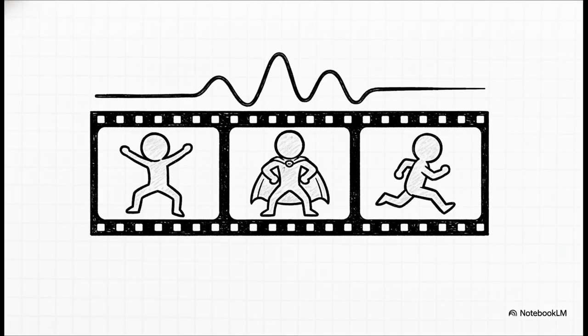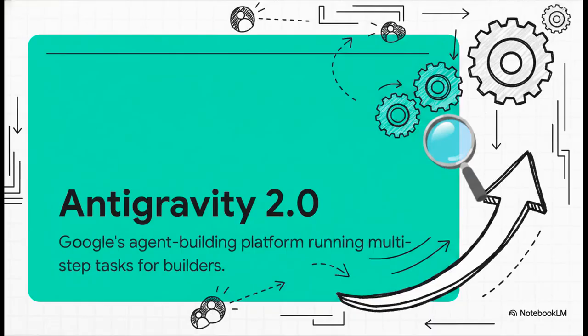Definitely block out some time to play with this one this week. Then, transitioning over to the developers and builders, we have Anti-Gravity 2.0. Now look, most of us won't open this one directly, but you definitely need to know the name. This is Google's new agent building platform. It's the complex machinery running all those multi-step tasks under the hood for builders. And builders actually get priority access to this right now on Google's new $100 Ultra plan.